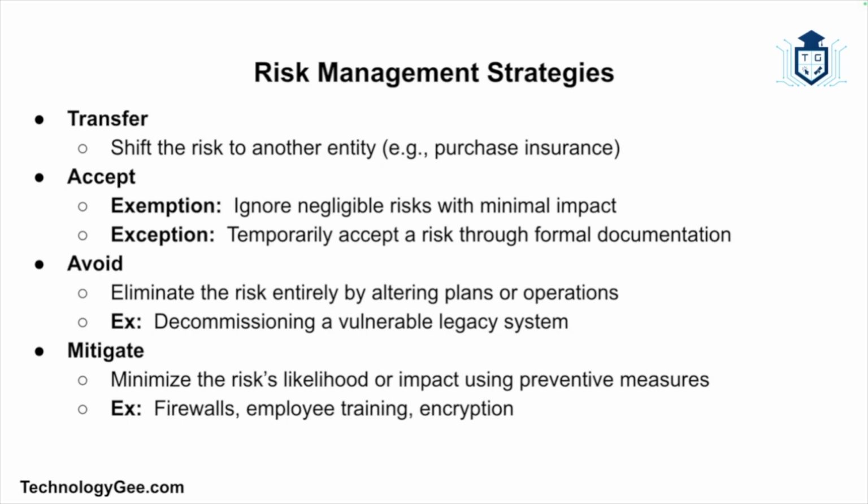And under acceptance, you have exemptions. So you can choose not to address the risk if its impact is negligible. Then you have exceptions. So you can document a formal decision to accept a risk temporarily. Also, another strategy, you can avoid the risk. You can eliminate the risk entirely by changing plans or operations. So for example, decommissioning an old system that's prone to attacks, or you can mitigate the risk. So you can reduce the risk likelihood or impact through controls like firewalls, training, or encryption.